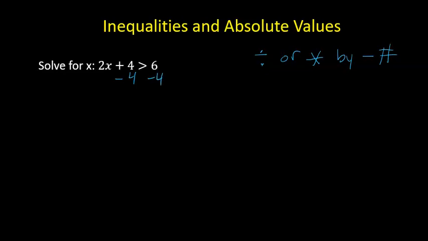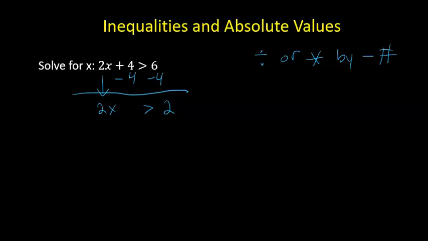Right? Those are called constants. And what is that? 4 minus 4 is 0. Let me bring down the 2x. I'm going to keep the symbol. And then 6 minus 4, that gives me 2, right? So that's what my setup is.